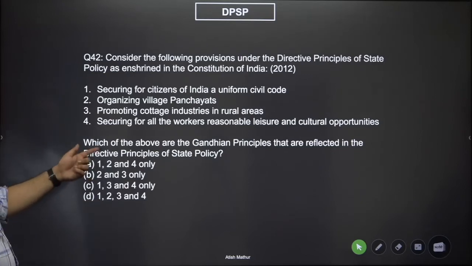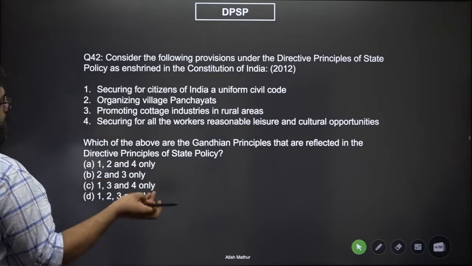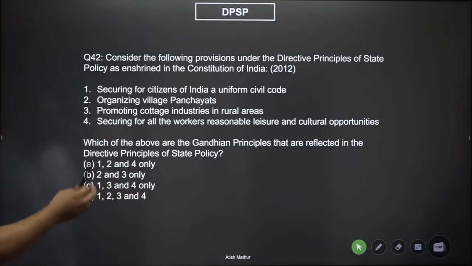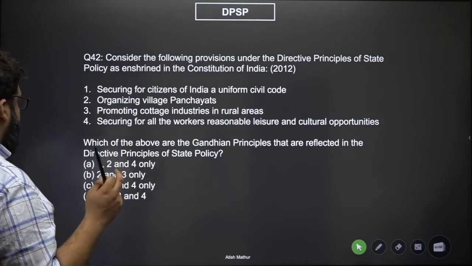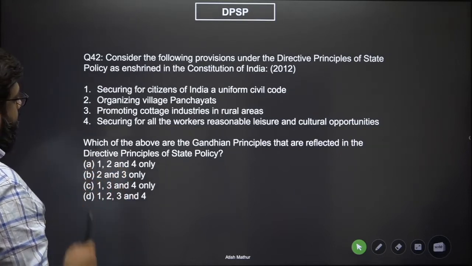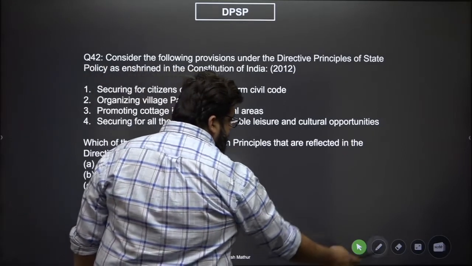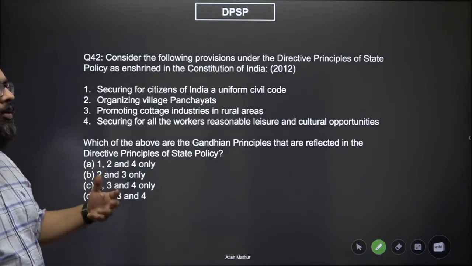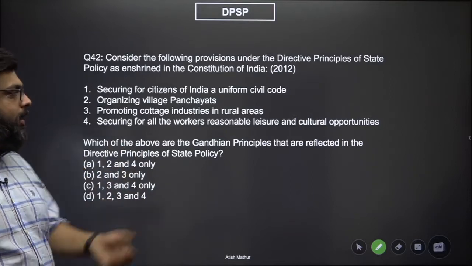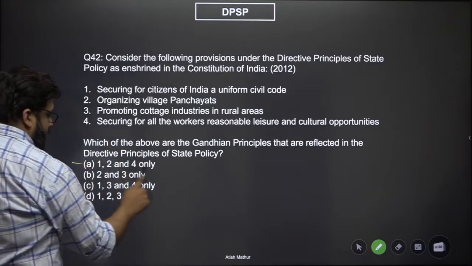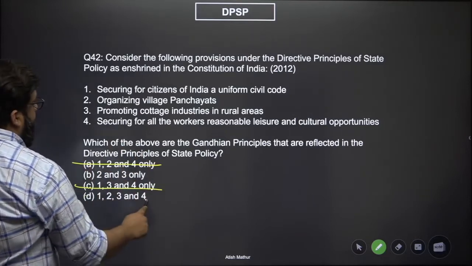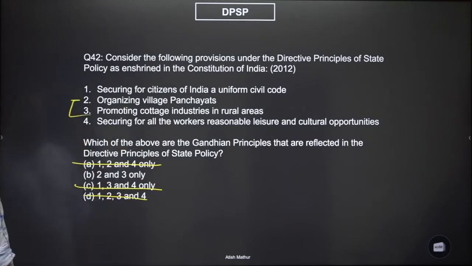Except for option B, 4 is present in all. Can we eliminate option number 4? Gandhian means it has to be orthodox and grassroots, and therefore we have to look at option number 4. Securing for all workers reasonable leisure and cultural opportunities. That has nothing to do with grassroots or conventional. So definitely 4 is wrong. So you are eliminating 4. You're only left with 2 and 3.